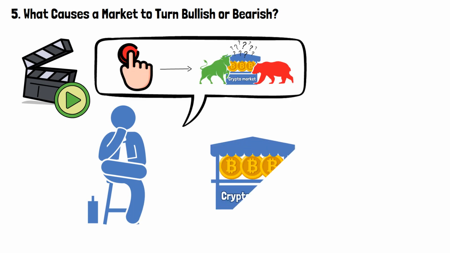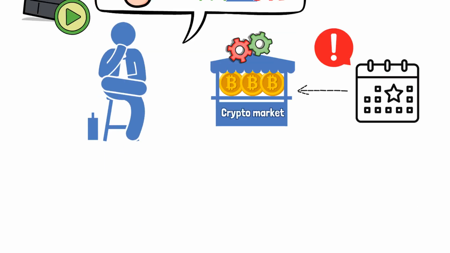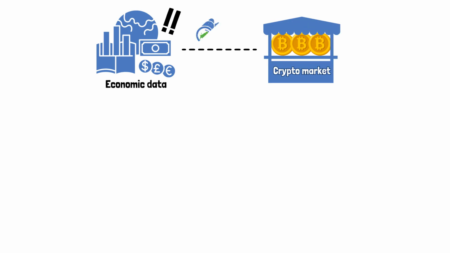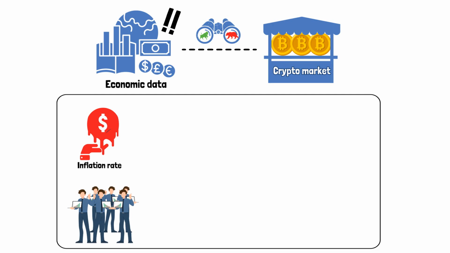Continuing with the video, it's time to talk about what can suddenly trigger a market to change. In order for the entire market to go through a large change, massively important events have to take place. Economic data plays a crucial role in how the market is going to look in the near future. For example, inflation rate is something that traders must not ignore.